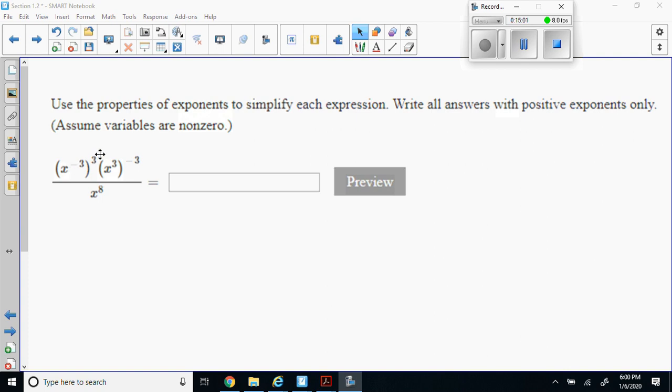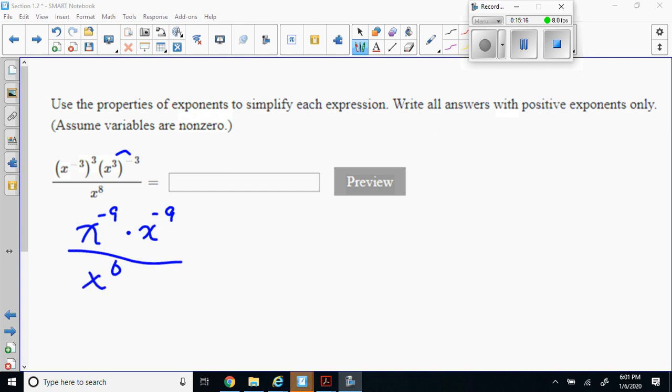So we're going to concentrate on everything up on the top. So this negative 3 times 3 becomes what? X to the negative what? That x to the 3 times this negative 3 becomes x to the what? All over x to the what? I'm not done up top, I'm just kind of showing you. So x to the negative 9 times x to the negative 9 will give you x to the what? Negative 18, because bases that are alike add their exponents. Over x to the what? Do I have to clean up anything in the denominator? No.